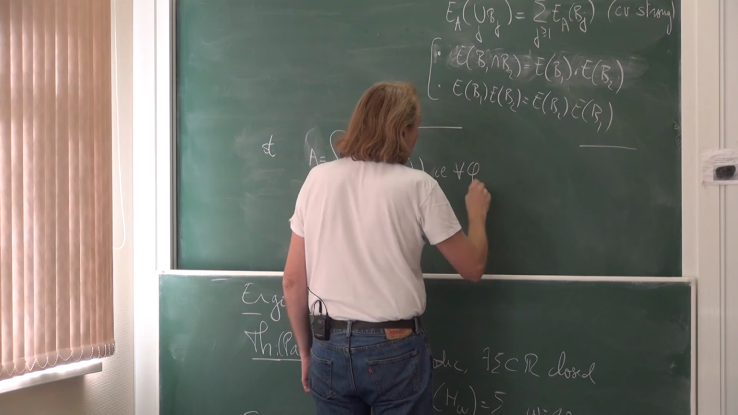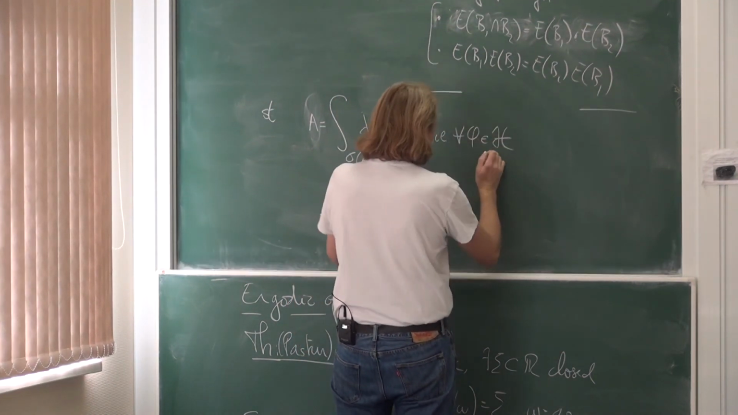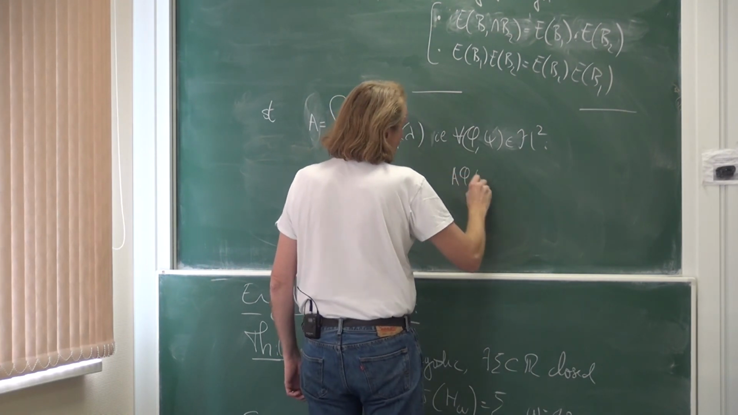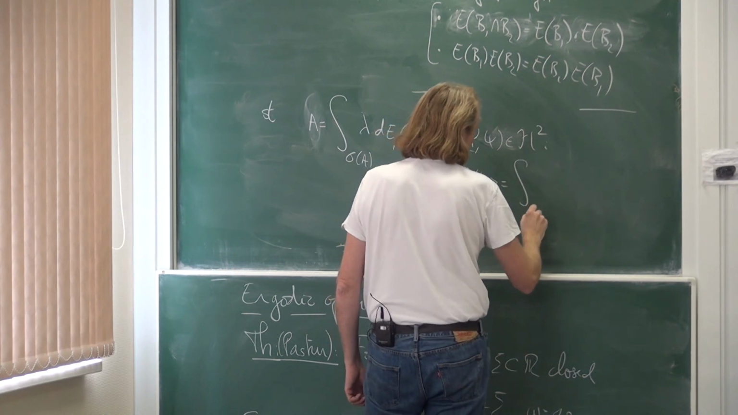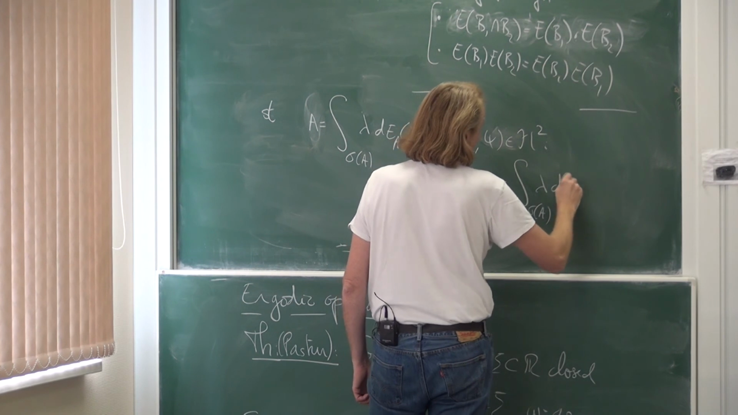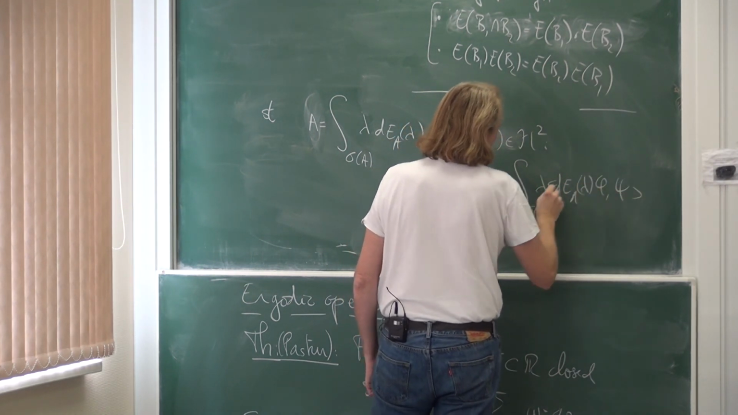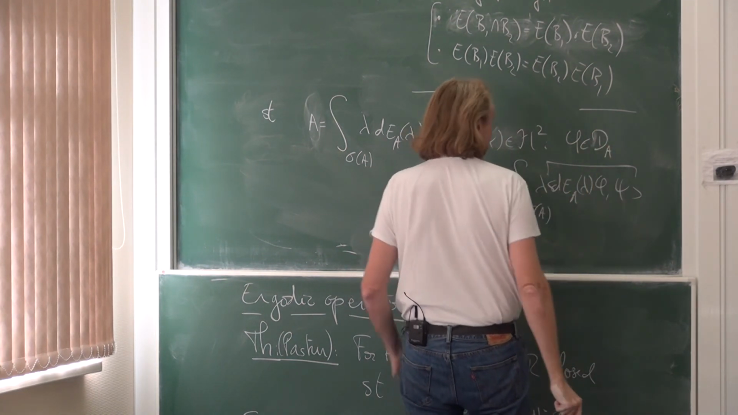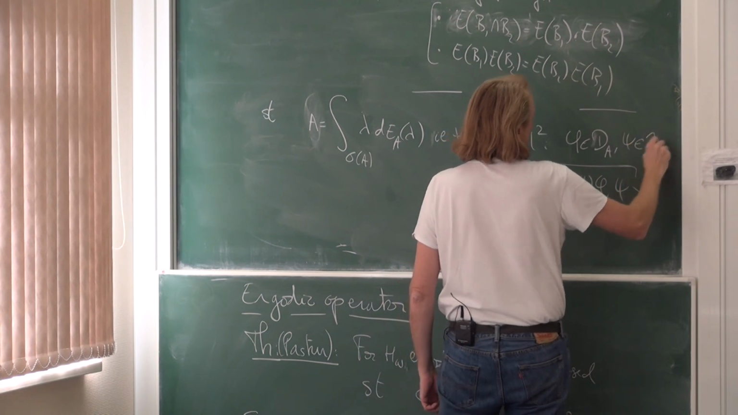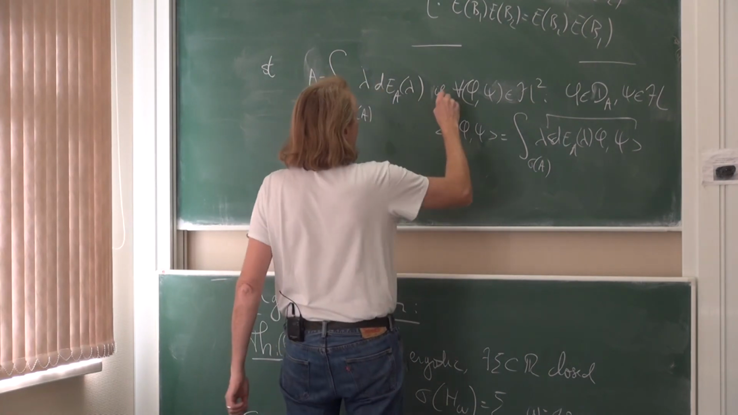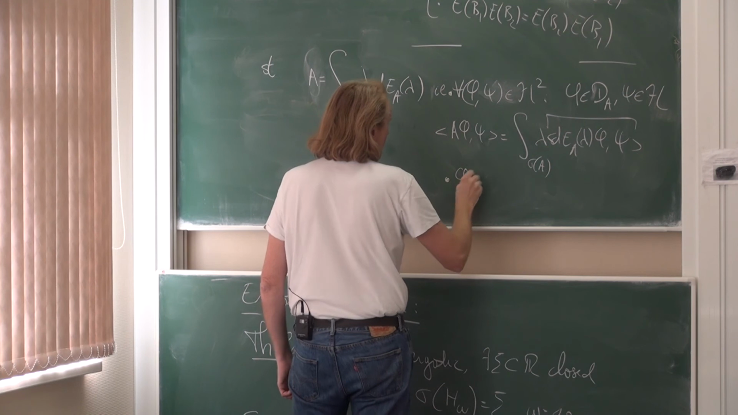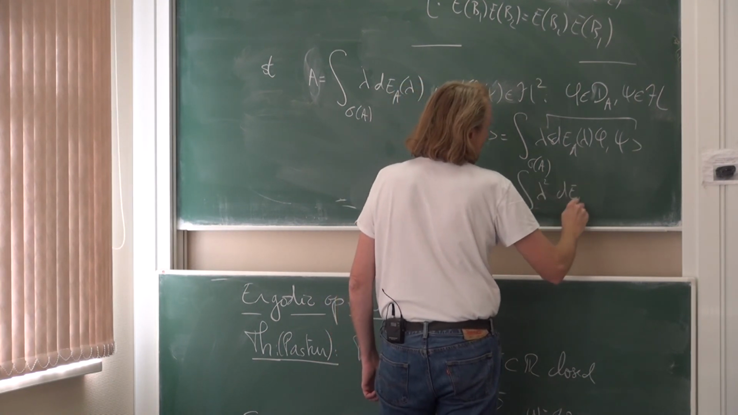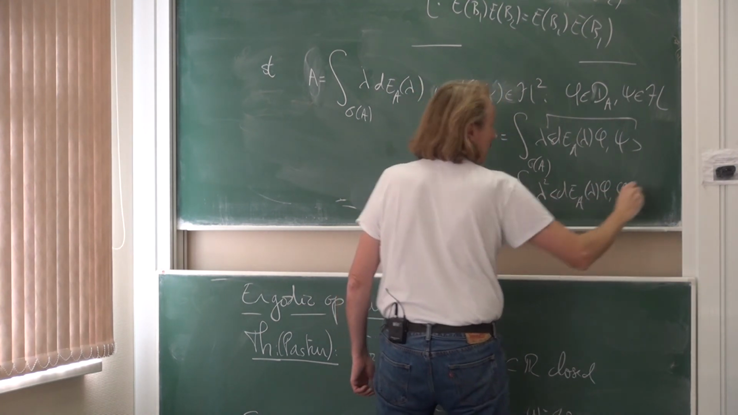For any phi, you can do it for a single vector, then you can just polarize the identity. For any phi, psi, sorry, such that phi is in the domain of A and psi belongs to H, you have that the scalar product of A phi with psi is equal to the integral over sigma of A of lambda d<E_A(lambda) phi, psi>, where this is a complex measure, right? And maybe I should have said before that phi belongs to the domain of A is the same thing as asking that the integral of lambda squared d<E_A(lambda) phi, phi> is finite.